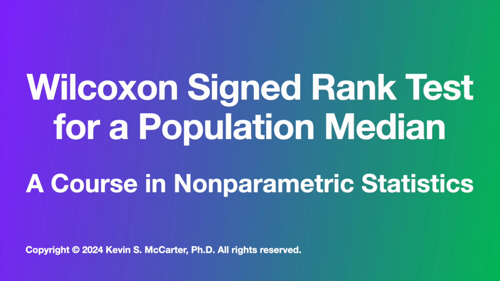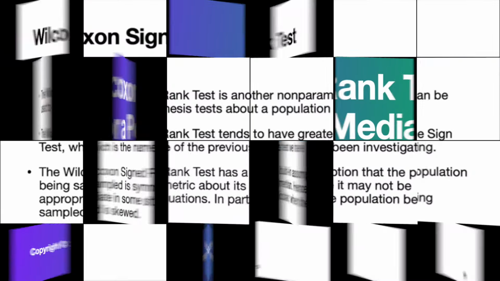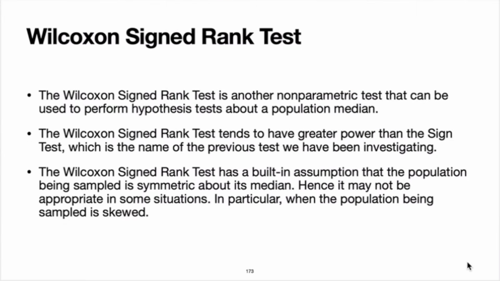Now in this lecture we're going to start looking at the Wilcoxon signed rank test. The Wilcoxon signed rank test is another nonparametric test that can be used to perform hypothesis tests about a population median. The Wilcoxon signed rank test tends to have greater power than the sign test. Now the sign test is the test that we've been looking at up to this point.